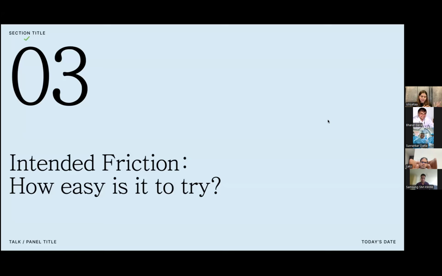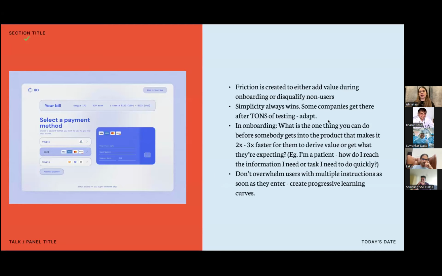And if it convinces them, of course, they're ready to log into the product and see how easy this is to actually try. And this is the point at which UX creates intended friction. What I mean by that is friction is created to either add value during onboarding or disqualify non-users. So one of the things that serious brands always do, the ones that don't want non-users to just sign in and play around with their platform, is add a payment layer when you're trying to sign in. Even if it's free for a week, you're still inputting your credit card info.